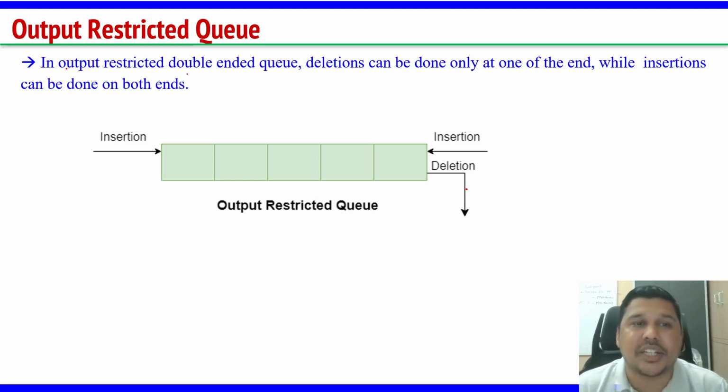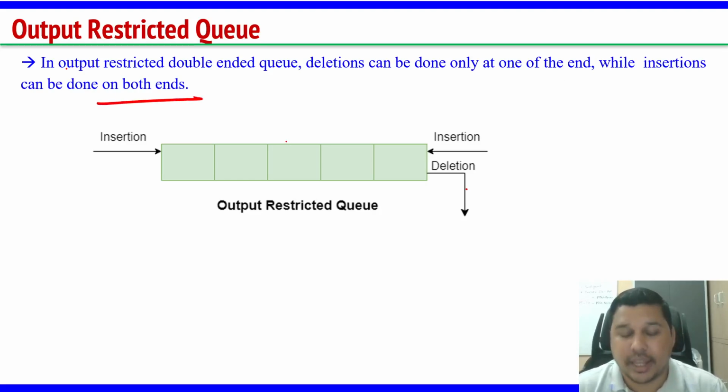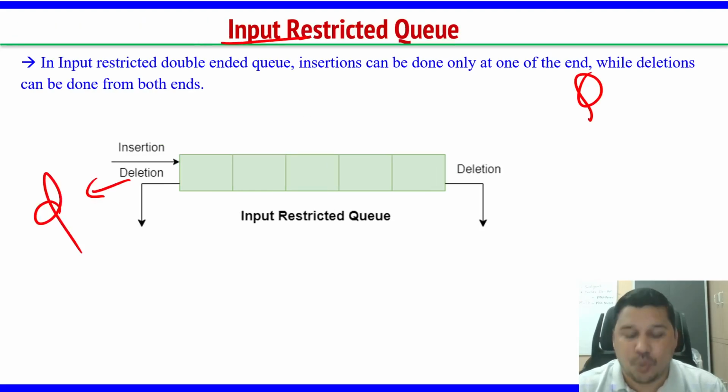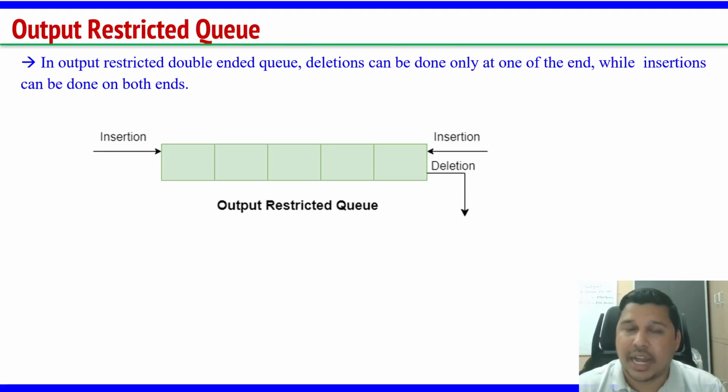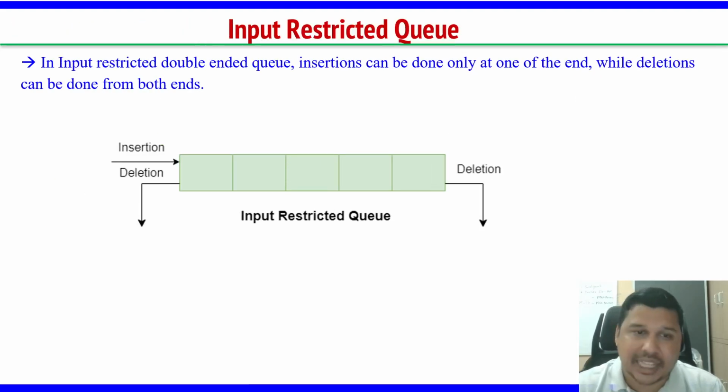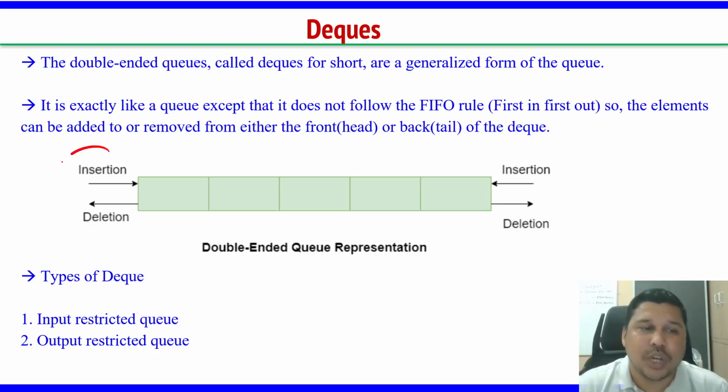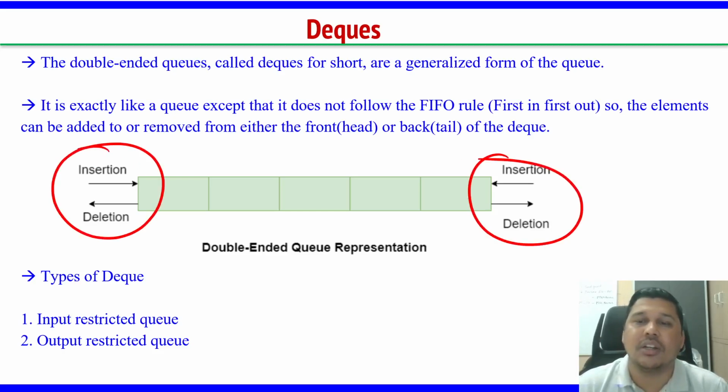In the output restricted double-ended queue, deletions can be done only at one end, while insertions can be done at both ends. So there are two different types of queue: the input restricted queue and the output restricted queue. Otherwise, the basic DQ allows insertion and deletion at both ends.